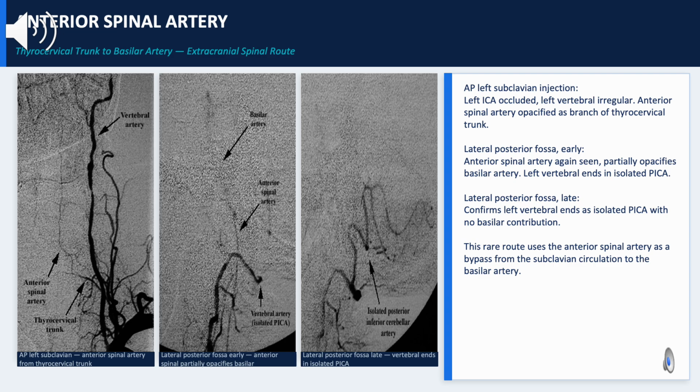This route is only detectable on the lateral posterior fossa view during subclavian injection, an unusual projection that most radiologists would not think to obtain. This case is a reminder that complete cerebrovascular assessment in multivessel occlusive disease requires injections of all cervical vessels, including subclavian arteries, and must include posterior fossa projections during subclavian injection when vertebral abnormalities are suspected.